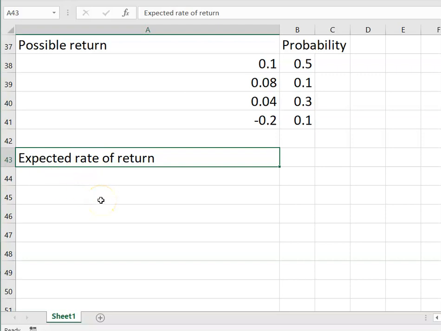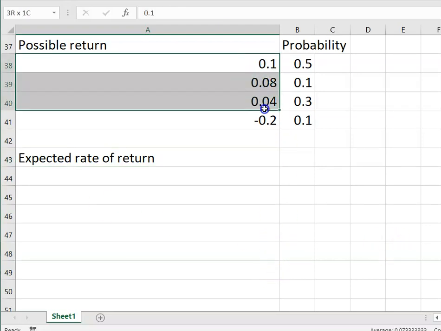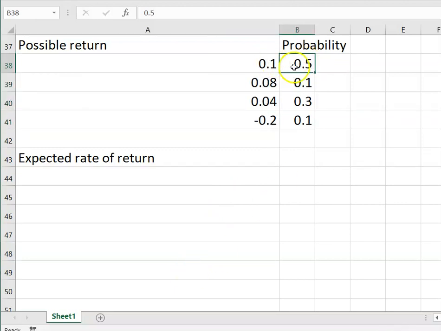This is when we are looking at an investment that has a range of possible returns. And I set it up here, so here's a range of possible returns that you could have. Over here is the probability of each of those returns. So there's a 50% probability of getting 10% return. There's a 10% probability of getting 8%. There's a 3% probability of 4%. And there's a 10% probability that I could lose 20%.